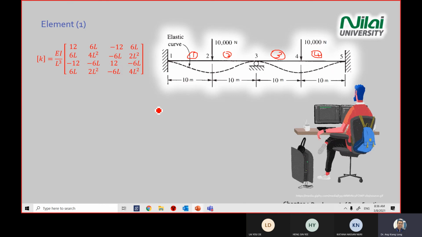Stop. Clear your doubt before you move forward. As I make some notation on the screen here, you will see that I add a black color notation. For element 1, you are actually looking at vertical displacement at point 1 and rotation at point 1, vertical displacement at point 2, rotation at point 2.